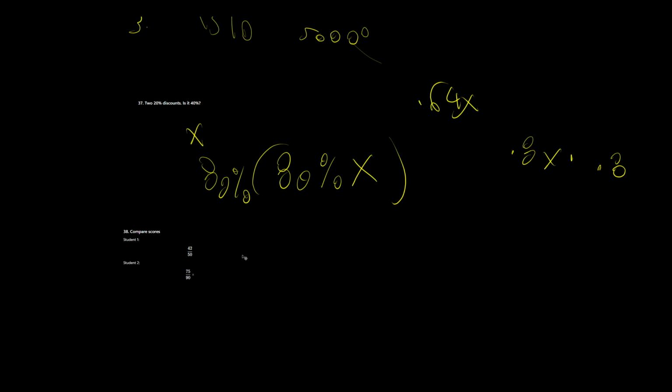Okay, we can see student. We can simplify these, or you can plug them into a calculator, but I'd rather have you simplify these because they're pretty easy to simplify. Times both of these by 2, you get 84 divided by 100. So that's just 0.84 or 84%. That's student 1.